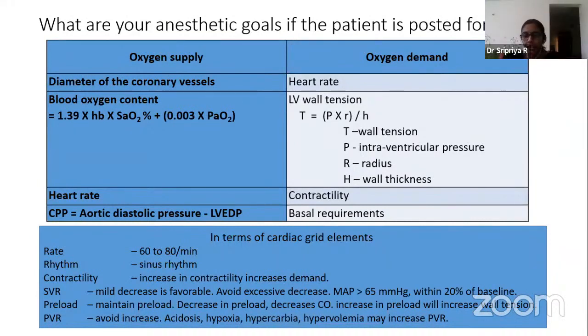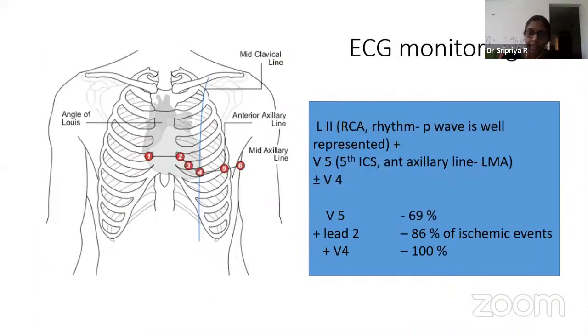Fine. Where do you place the V5 electrode? Anterior axillary line. In which intercostal space? 6th intercostal space. Pardon? 5th intercostal space. So yes, this is how we place the ECG electrodes. We should know, based on our patient's basal ECG, which coronary artery is involved, which you want to monitor, and accordingly you're going to place the ECG electrode.